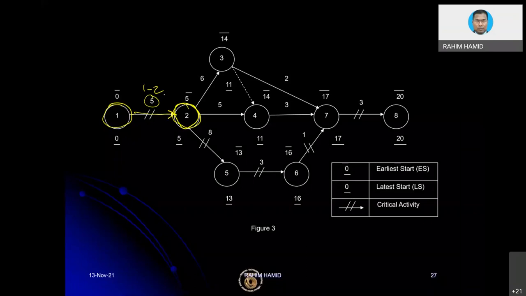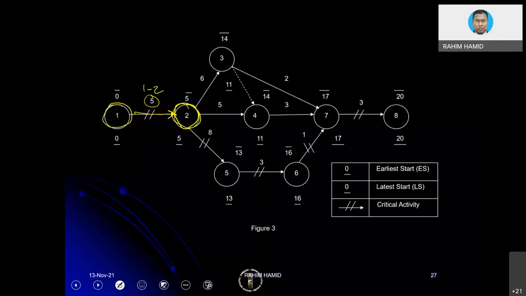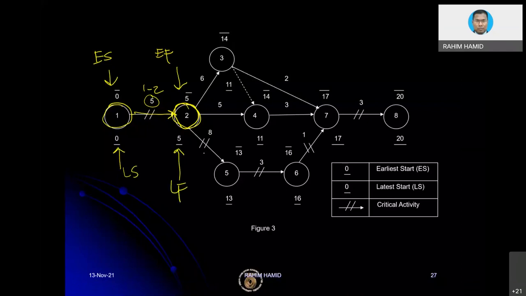First things first, when you see this kind of example with regard to project smoothing and leveling, we must develop the network first. So we already developed a network diagram. This figure is basically the early start, this figure is the early finish, and this is the late start and then the late finish. So that is the value. We complete the project in 20 days. This is the project duration.